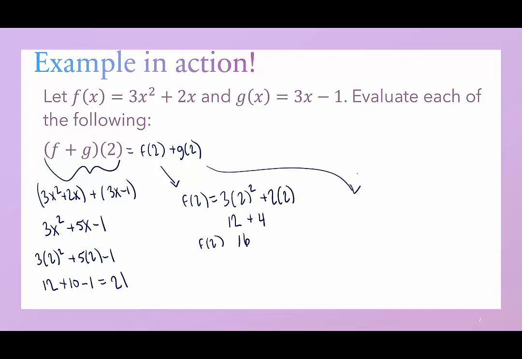Okay, g of 2, well, that's going to be, I don't know why I keep wanting to write x. It's just ingrained in me. 3 times 2 minus 1. 3 times 2 is 6, and 6 minus 1 is 5. So when I go this way, I get 16 plus 5, which equals 21.